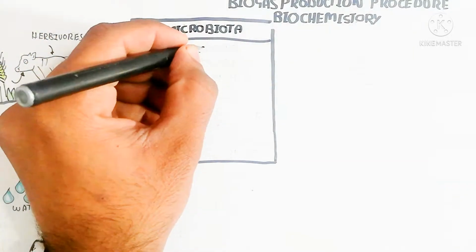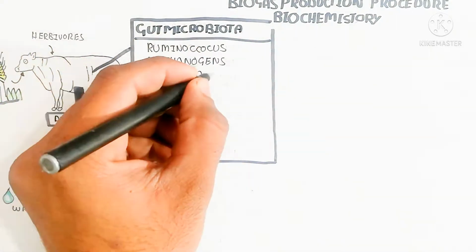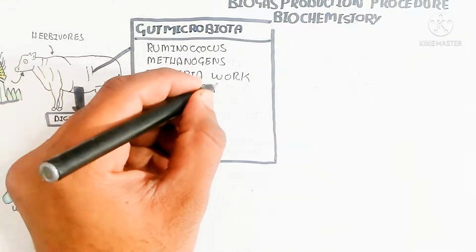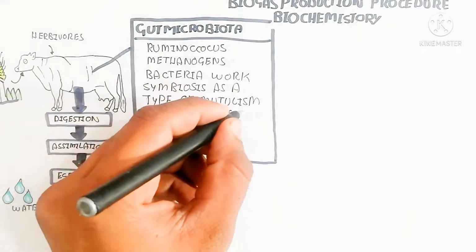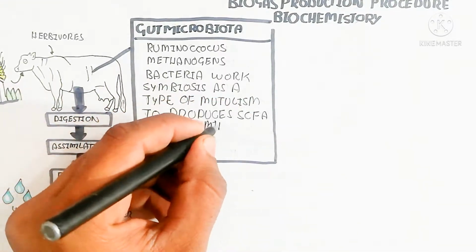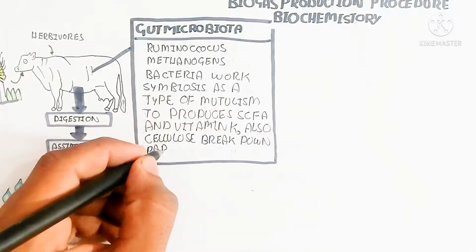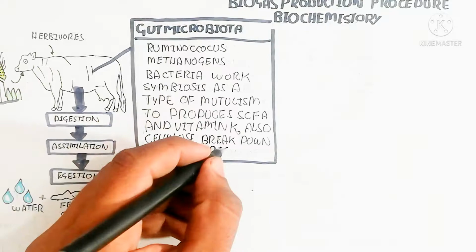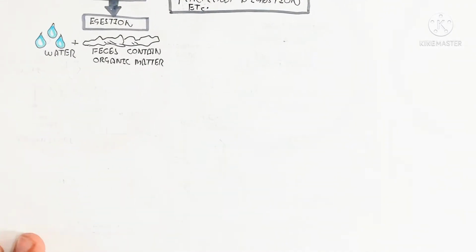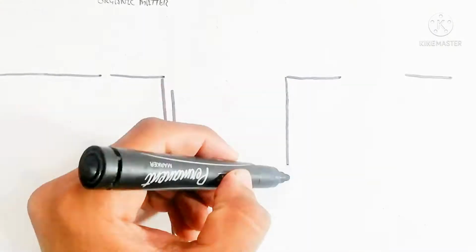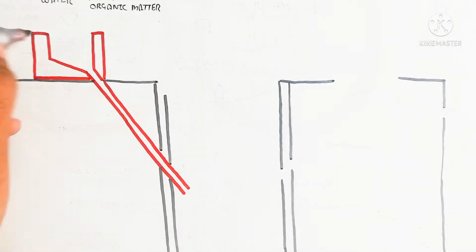So let's begin to understand the gut microbiota in the ruminant animal. It contains Ruminococcus and methane producing bacteria, and the bacteria work in symbiosis, a type of mutualism, to produce short chain fatty acids and vitamin K. Also, cellulose is partially broken down and digested into simple glucose, which is absorbed into the blood circulatory system. So that is a normal process.